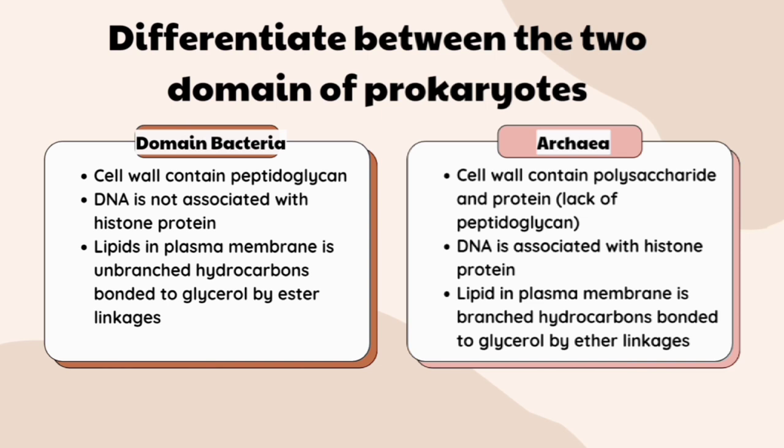We want to differentiate between the two domains of prokaryotes, that is domain Bacteria and Archaea. In domain Bacteria, the cell wall contains peptidoglycan. For Archaea, the cell wall contains polysaccharide and protein, lacking peptidoglycan. Next, in domain Bacteria, DNA is not associated with histone protein, while in Archaea, DNA is associated with histone protein. Lastly, in domain Bacteria, lipids in the plasma membrane are unbranched hydrocarbons bonded to glycerol by ester linkage. For Archaea, lipids in the plasma membrane are branched hydrocarbons bonded to glycerol by ether linkages.